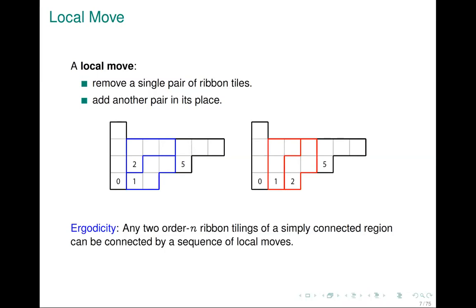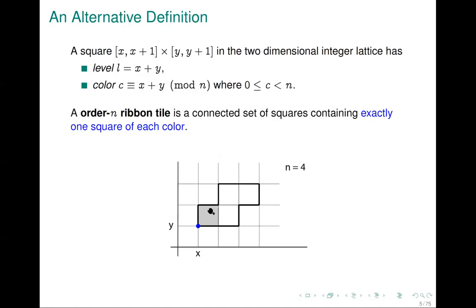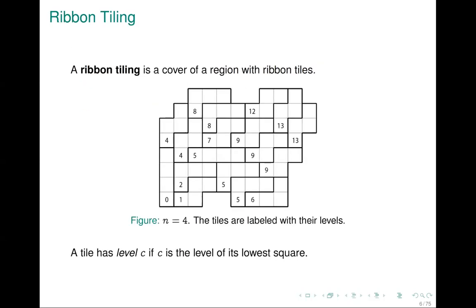Yes, Professor, I have two questions. First, what's the number here? Is the number just the index for different types of tiling? No, the number here indicates the level. So here is a level 0 tile. Here is a level 1 tile. What is the level? We defined the level of each square at the beginning, in the definition of the ribbon tile. So let's go back to the definition. Here's the level of a square. For example, this shaded square has level x plus y. So it's basically the L1 distance to the origin, right? Sort of.